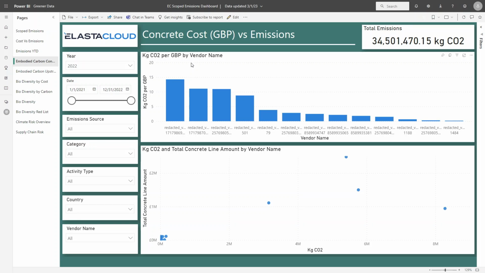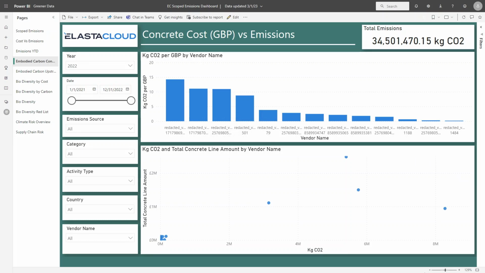In this case, the cost data we're using is the amount spent on each order, coming directly from the Dynamics order data. This means we're able to display these values using the spend amount that was recorded for the order and directly tied to each of that same order's emissions. For example, this vendor, ending 211, has the worst ratio with 14.27 kilos of CO2 per pound spent, whilst, for example, vendor 79 has 3.84 kilos of CO2 emitted per pound spent.